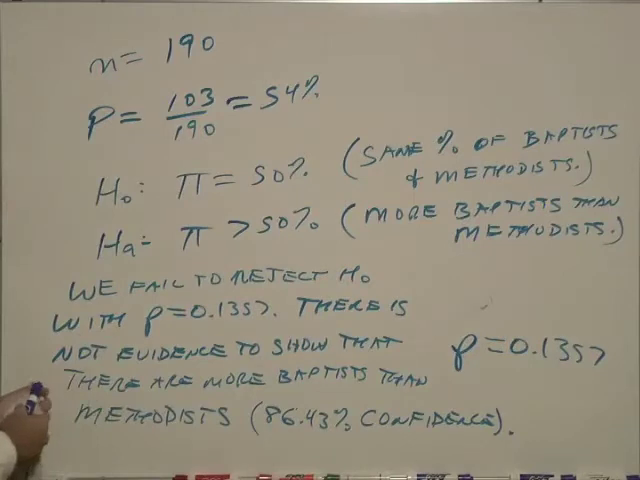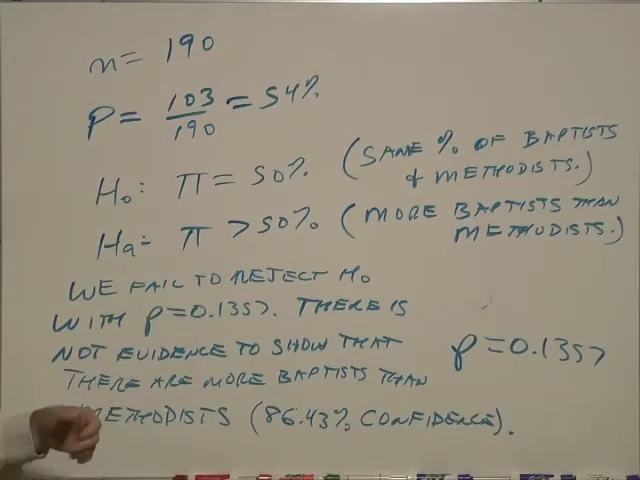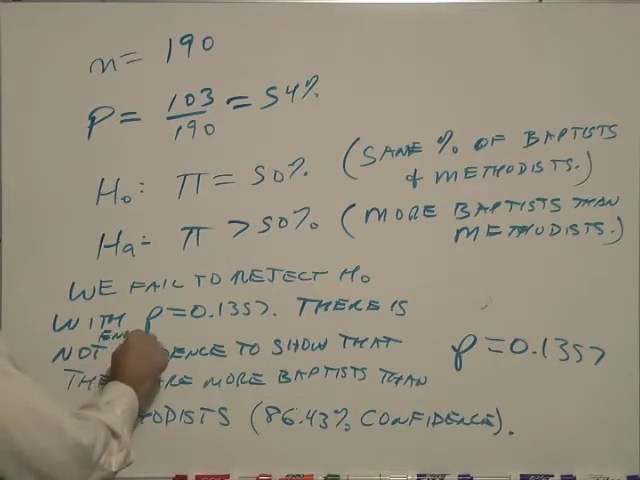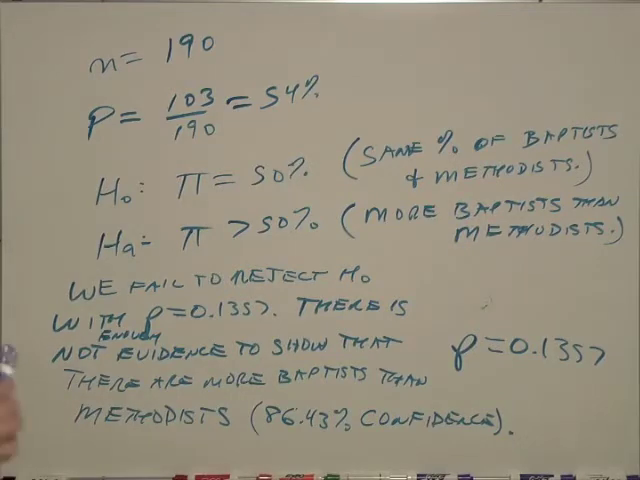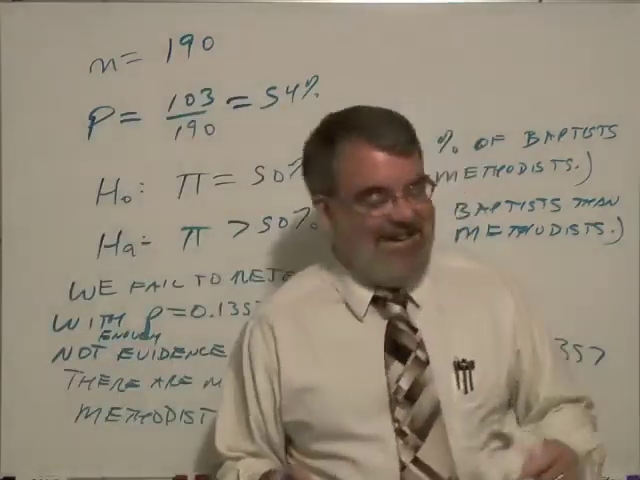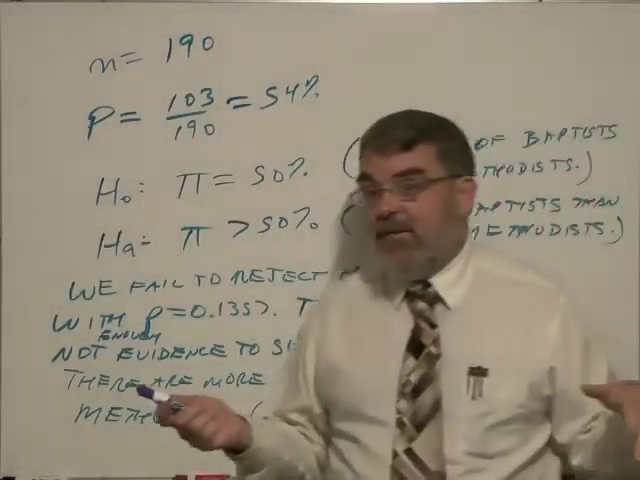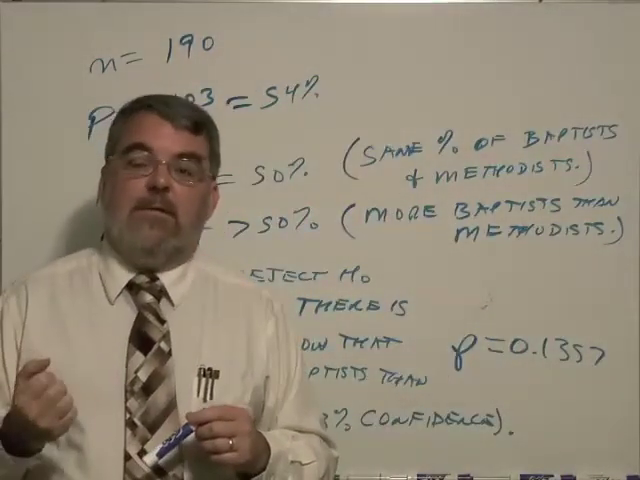Alright, so let's read through it again. We fail to reject the null hypothesis with a p-value of 0.1357. There is not enough evidence, sorry, I forgot the word enough here. Not enough evidence to show that there are more Baptists than Methodists in Detroit. 86.43% confidence. Okay. It looks like there may be more, but this sample is not large enough to prove that.